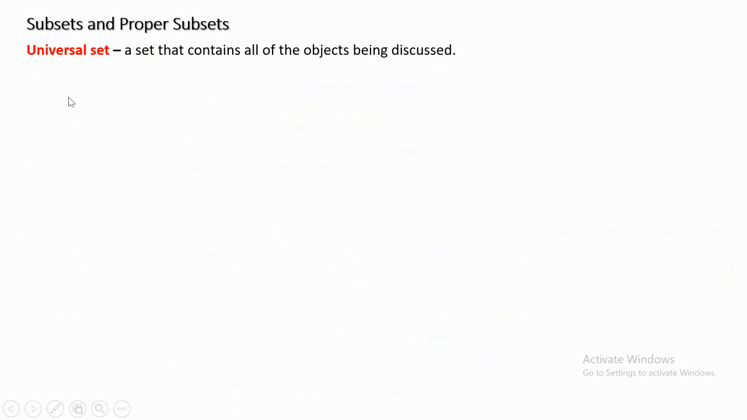When I teach this course, I tell the students that all the students in my class are considered to be the universal set, because that's only my class, right? Nothing else can be in my class, only the students that are there. That's why we can say that my class is a universal set, or the set that contains all the objects being discussed. That's an example of a universal set.